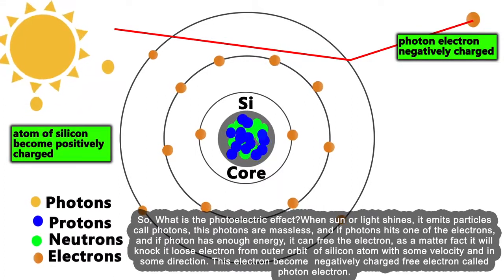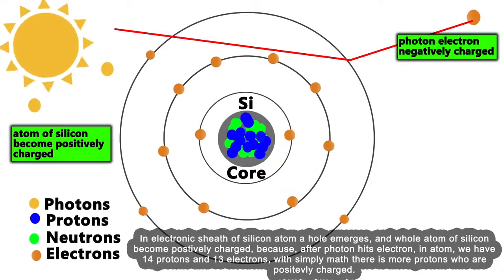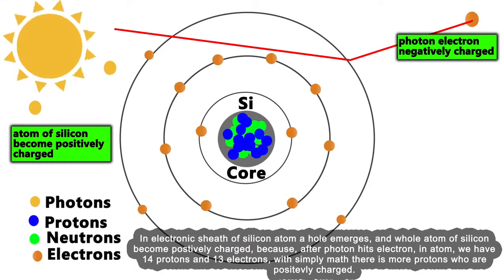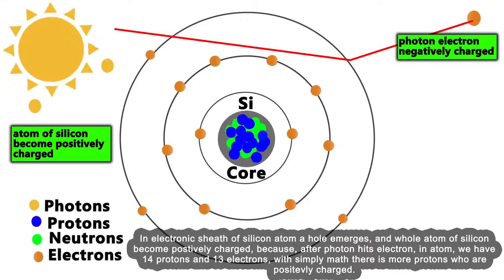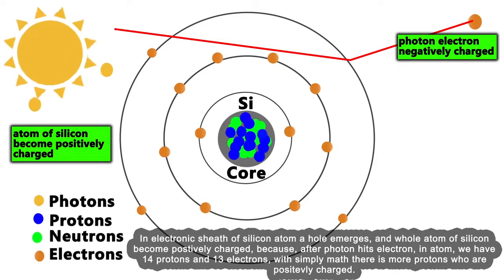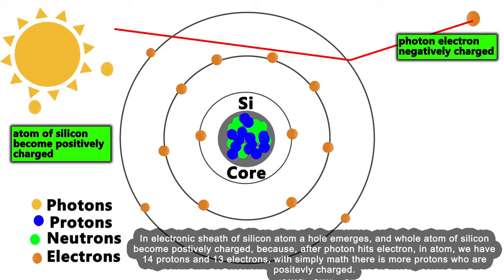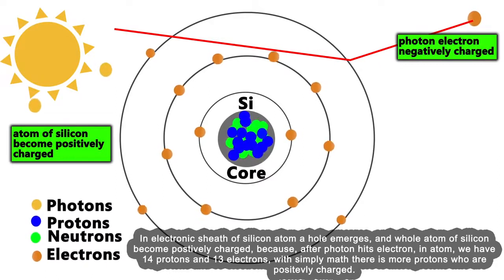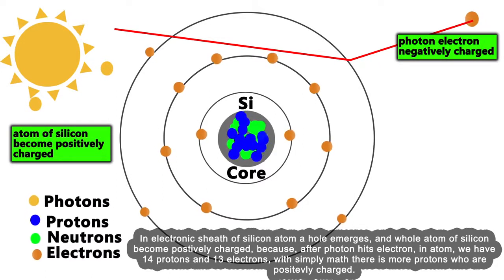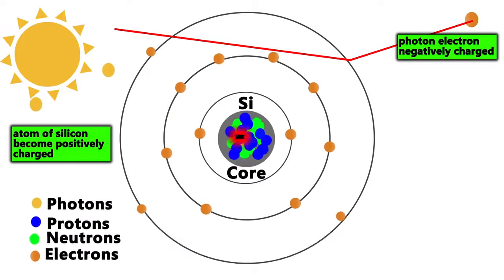In the electron shell of the silicon atom a hole emerges, and the whole silicon atom becomes positively charged, because after the photon hits the electron, in the atom we have 14 protons and 13 electrons. With simple math, there are more protons, which are positively charged.